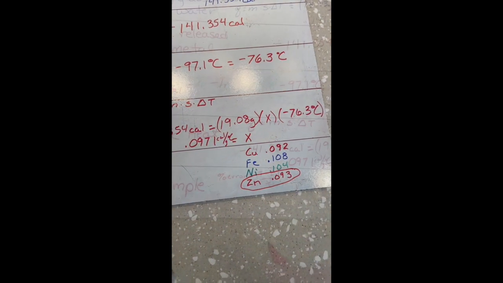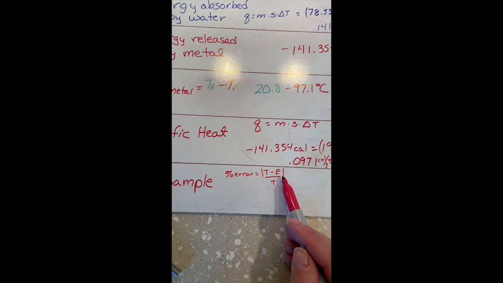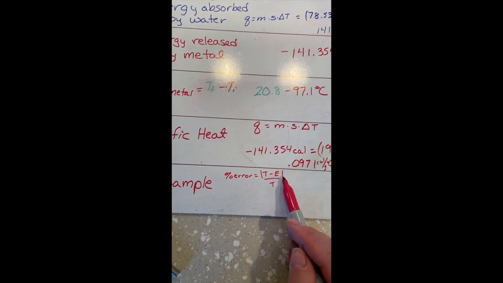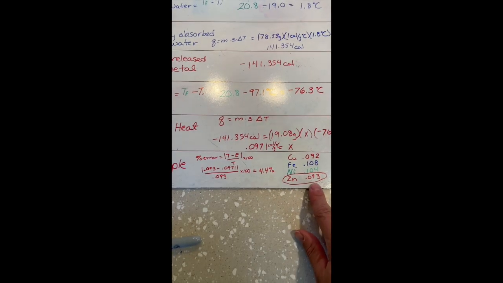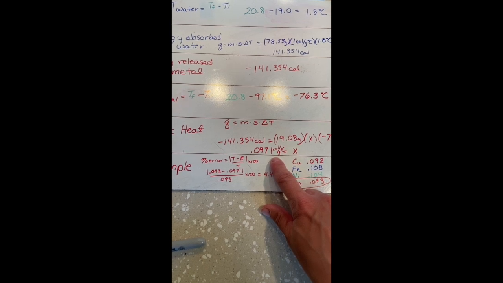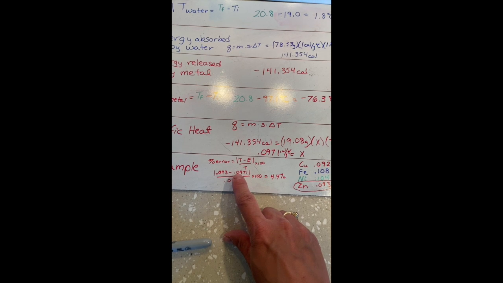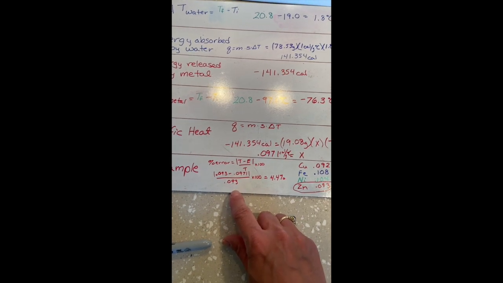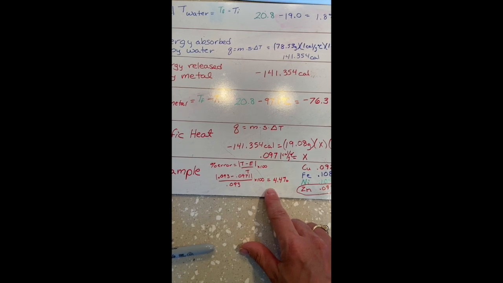So let's find the percent error. Percent error equals the true value minus the experimental value. Take the absolute value of that, divide it by the true. Plugging in our values, the true value of zinc, 0.093, our experimental value, 0.0971, take the absolute value of that, because that'll be negative, divide by 0.093, multiply by 100, we have a 4.4% error.